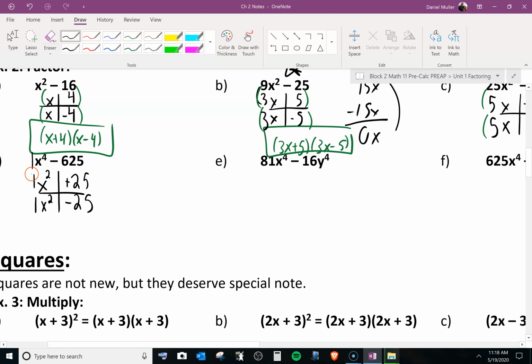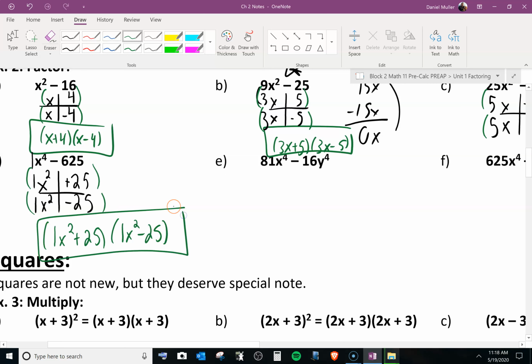So now if I do my diagonals, I've got a negative 25x squared and a positive 25x squared, which if I add those, get me 0, which is why my middle term is gone. So I just have a 1x squared plus 25 and a 1x squared minus 25. And I do not need to write the 1's. These become so easy that after a while you don't even need to do that.